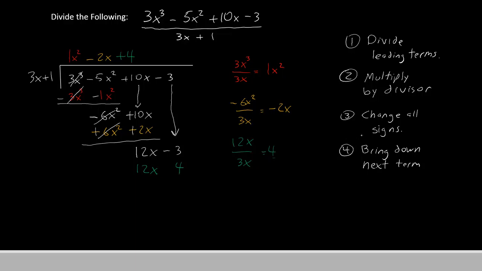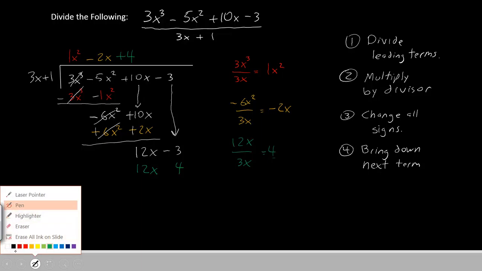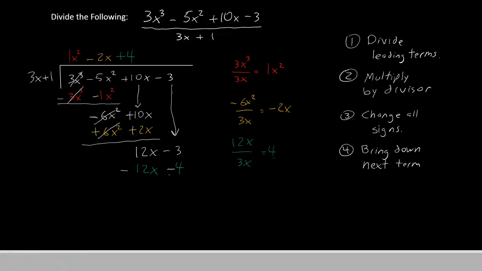On to the third step, we change all of the signs: negative 12x and negative 4. 12x minus 12x cancels out. Negative 3 minus 4 gives us negative 7. We have no more terms to bring down, so we must stop now and call negative 7 our remainder.